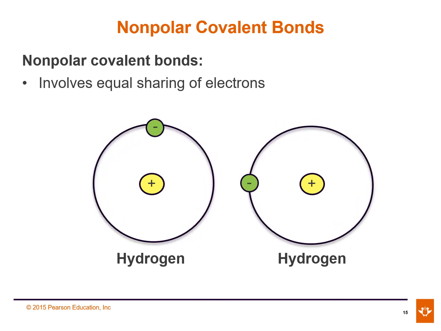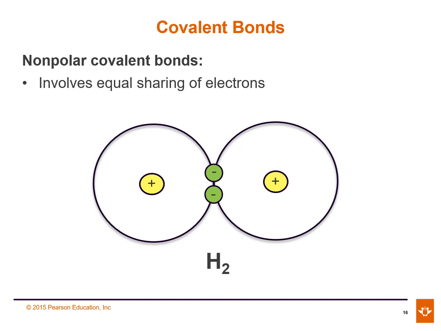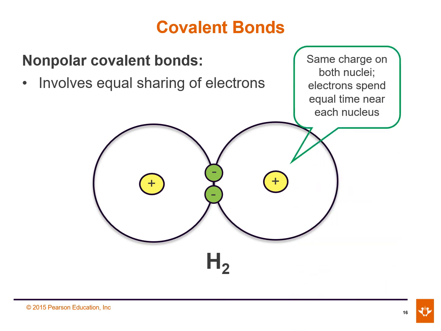Nonpolar covalent bonds involve equal sharing of electrons. In the example provided, each hydrogen atom has one electron in its valence shell. As the first electron shell can hold a maximum of 2 electrons, the two hydrogen atoms share their electrons with each other. This results in the formation of the hydrogen molecule. Because each hydrogen atom has one proton in its nucleus, the electrons spend an equal amount of time near each nucleus due to the same charge on both nuclei.